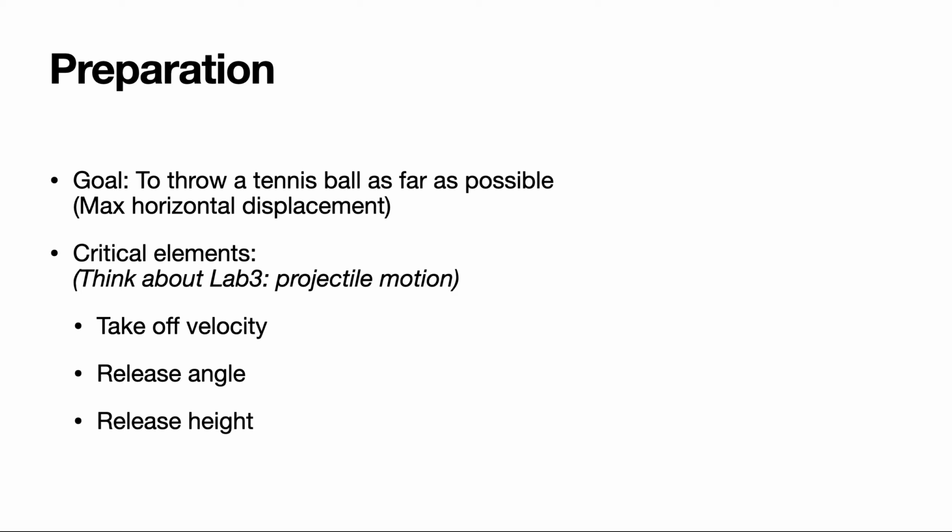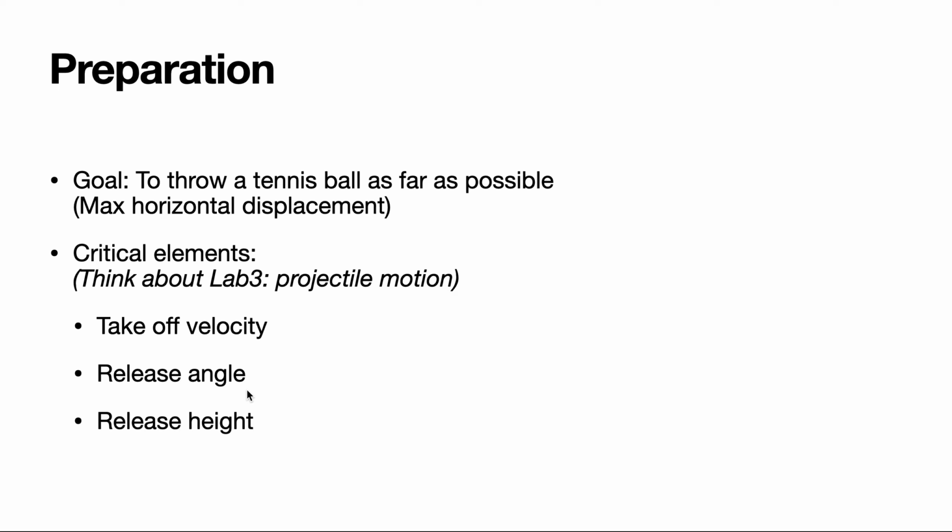And there are three critical elements to maximize the horizontal displacement, which are takeoff velocity, release angle, and release height, right? So in Lab 3, you need these three elements so you can put them into the equations to calculate the horizontal displacement. Like if you have takeoff velocity and the release angle, then you can get horizontal and vertical velocity and put it into each equation to get a variable you want.